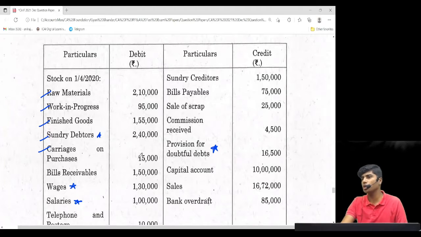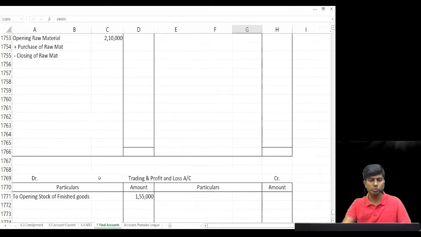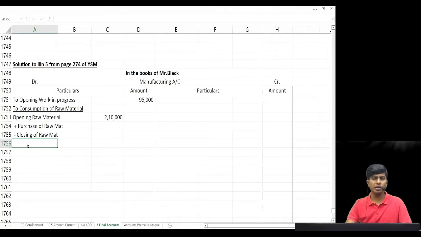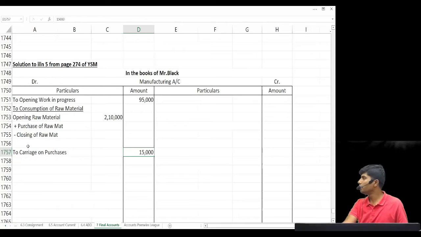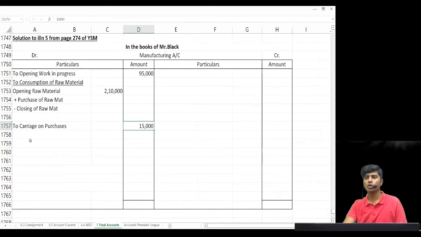Shall I write in manufacturing account debit side 15,000? Yes. Come on. Let us go to manufacturing account. Here on the debit, let me write carriage on purchases 15,000 debit in manufacturing account. Got it? Yes or no?